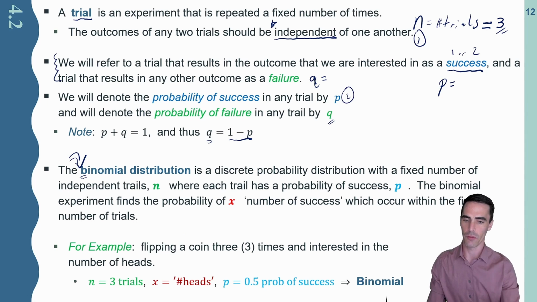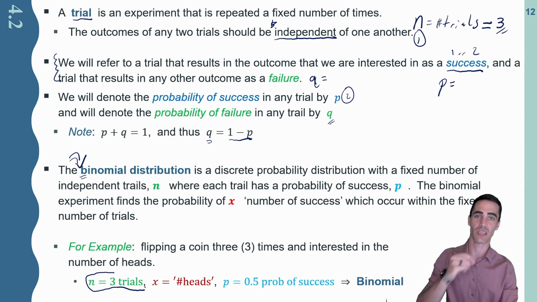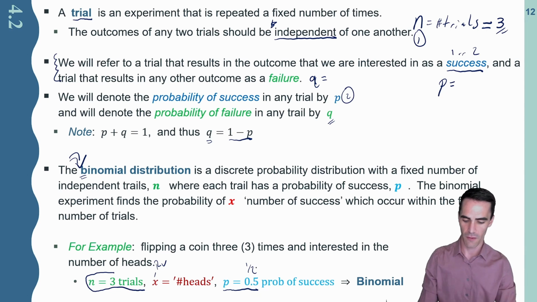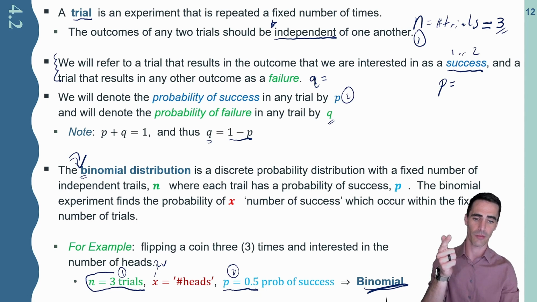A nice example, if you refer back to the flipping of the coin example, 3 times, that gives me my number of trials. I'm flipping that coin 3 times. There's 3 experiments taking place. And if I call my random variable or my success to be the number of heads, well, then P, my probability of success, is of course 2 sides to a coin, 1 divided by 2, or 50% is my probability of success.